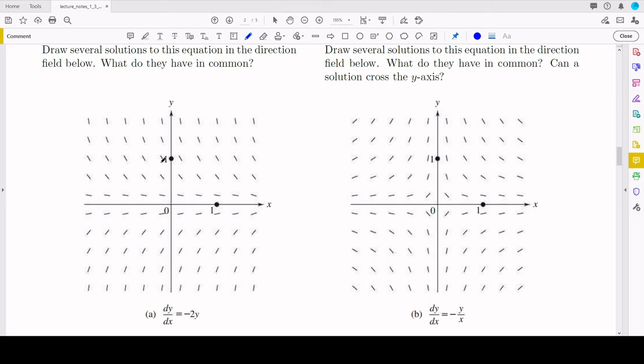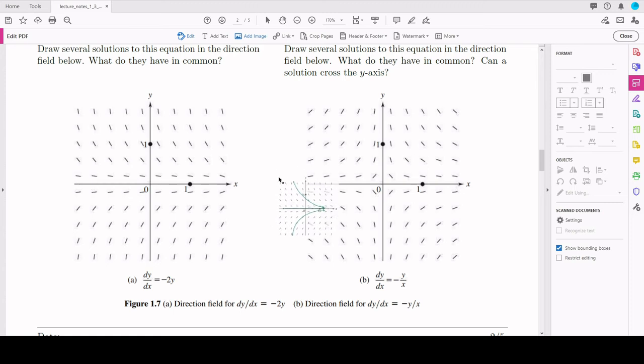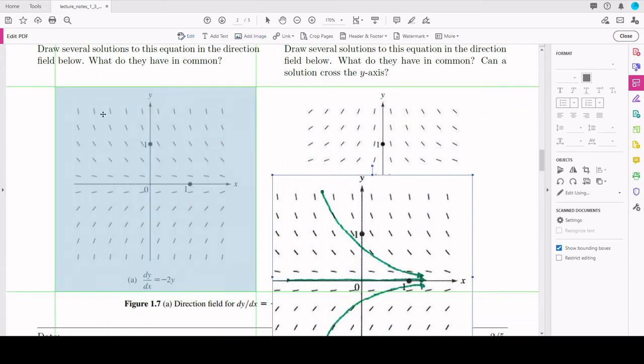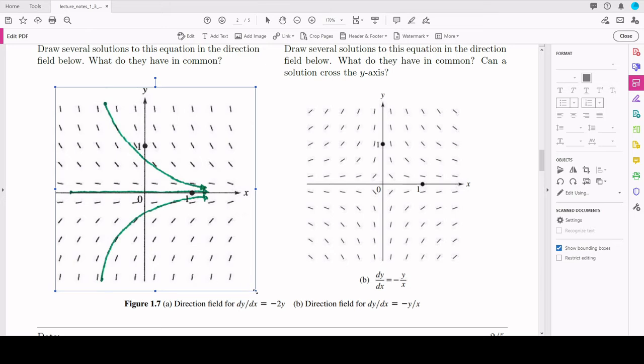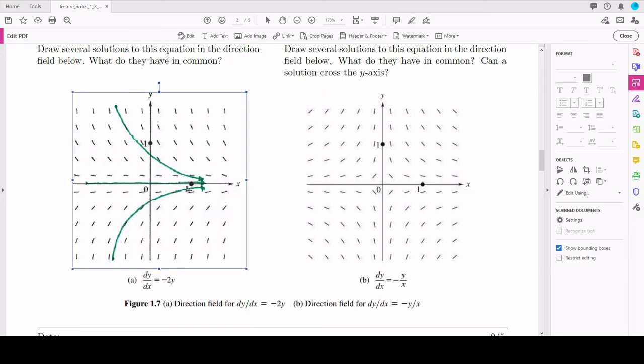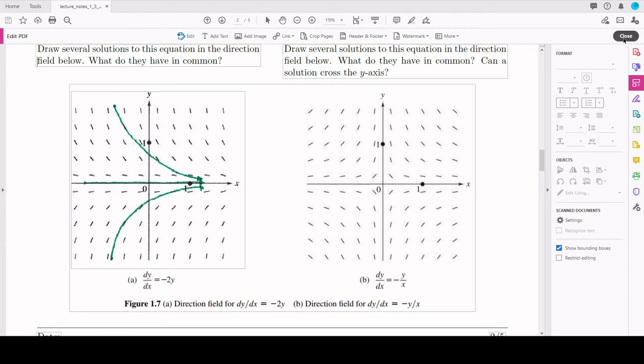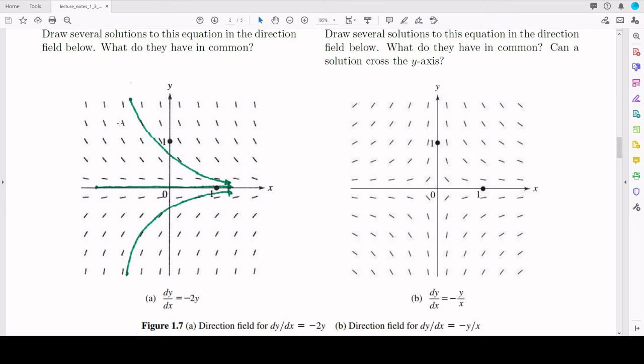Now, my skills on the tablet are not as good, so I'm going to cheat a little bit here. I'm going to import something that I did by hand. So I'm going to add an image, and I'm going to put it over here. Scale that down just a little bit. And so what we see here is an approximate solution, or 3 approximate solutions.